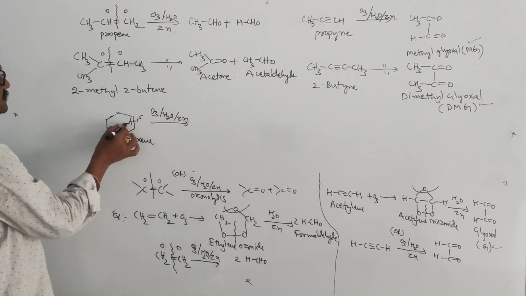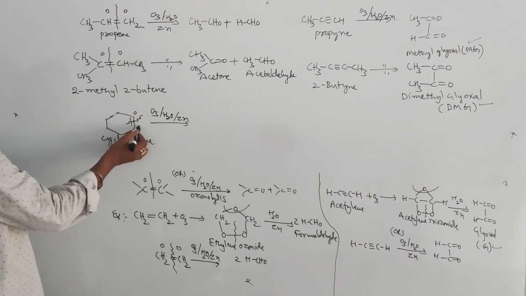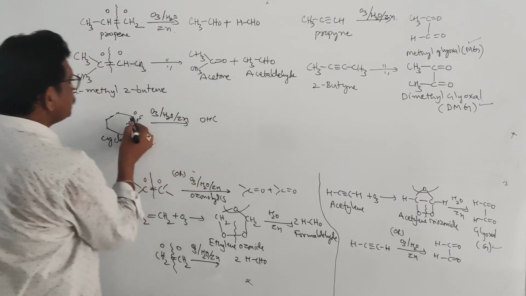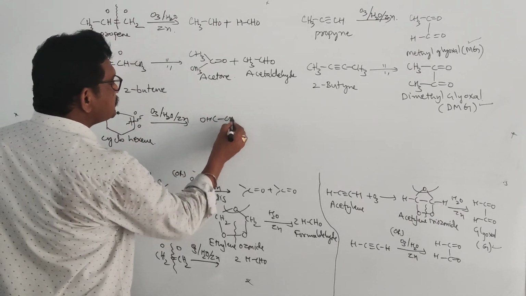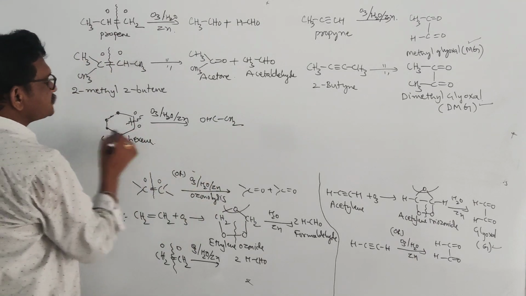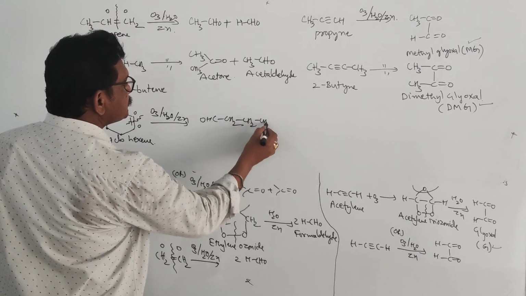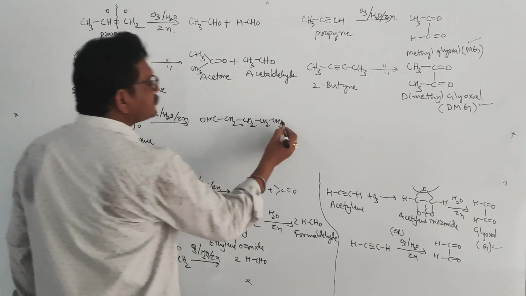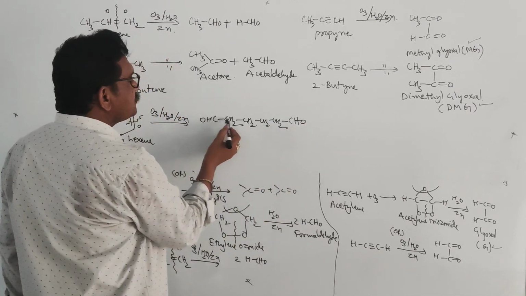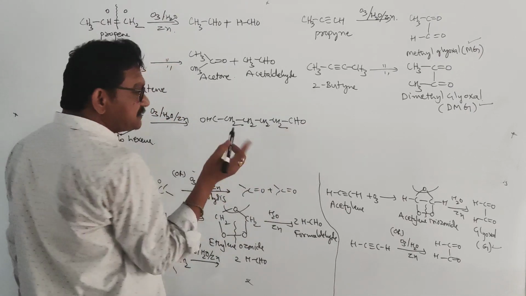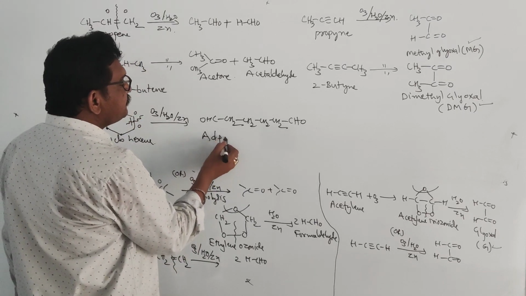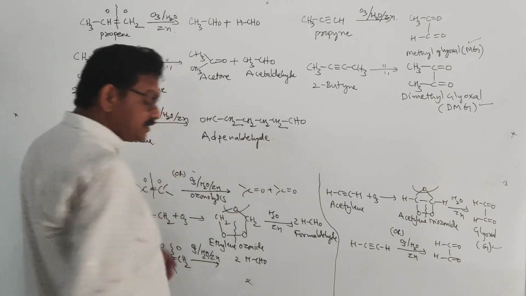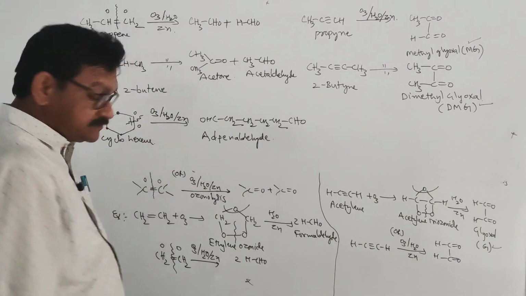What happens? Cleavage takes place like this. Put oxygen here, put oxygen here. Then this is called what? CHO. This one is CHO. This is CH2, CH2, CH2, and this is CHO. So 1, 2, 3, 4, 5, 6. This is actually adipaldehyde. Okay, this thing you have to remember. Adipaldehyde.